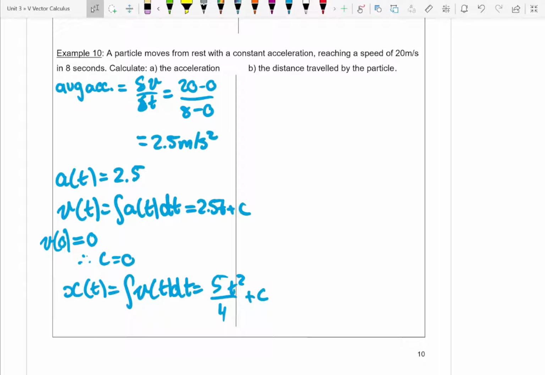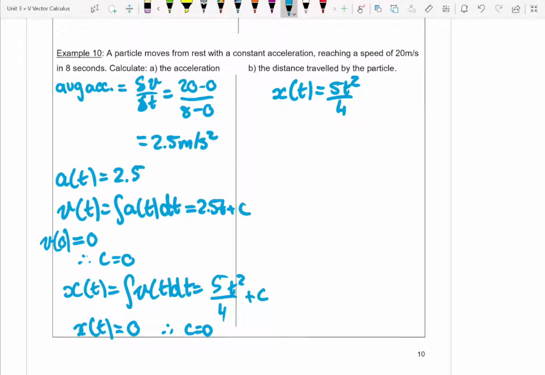What would we consider the initial movement? Well, it's going to start at a starting point, and that starting point is our reference for every other point. So we just take x of 0 is equal to 0. We're not told it's in any specific position, so we get that c is also equal to 0. So we get these final three equations: the acceleration is constant, 2.5 meters per second squared. Notice how there's no value of t here. That shows that it's a constant. Then we get velocity, which is just 2.5 times t, and we get position, which is 5t squared on 4.